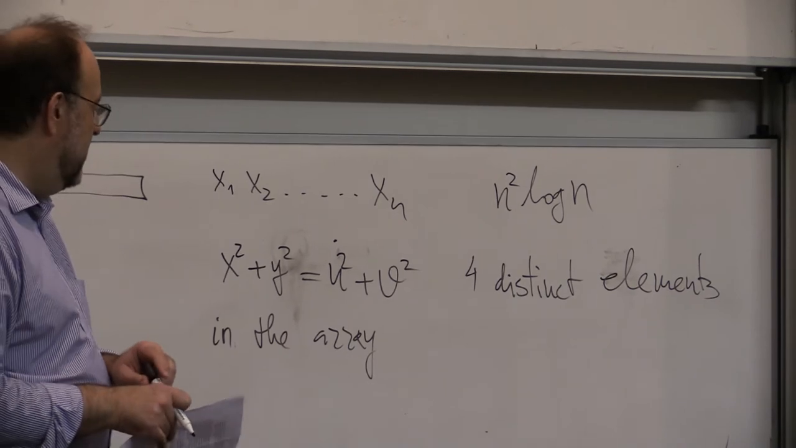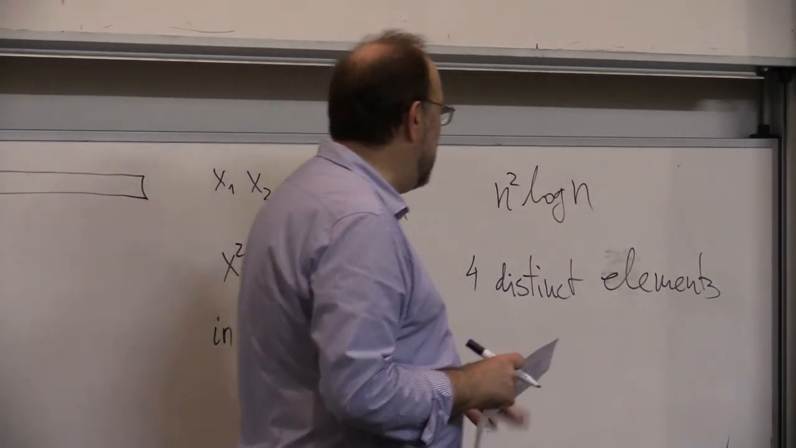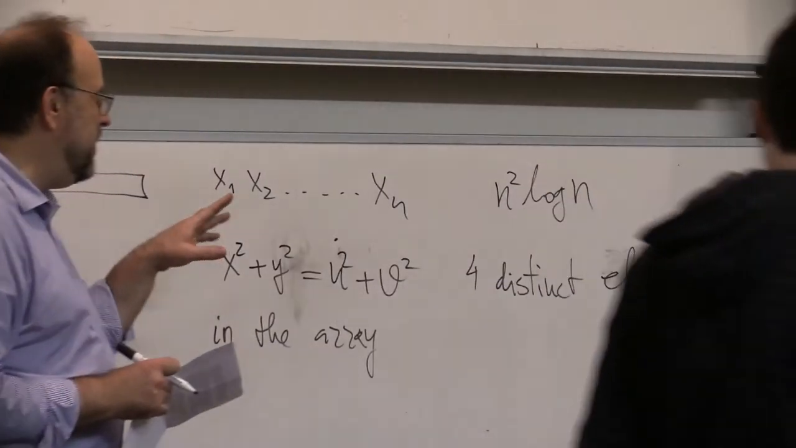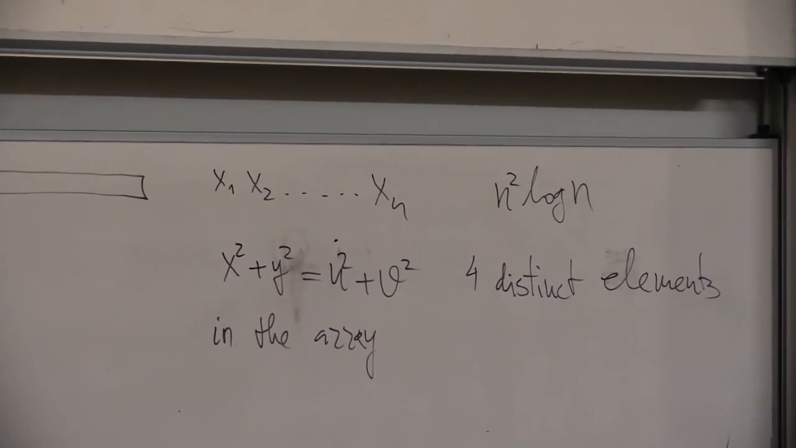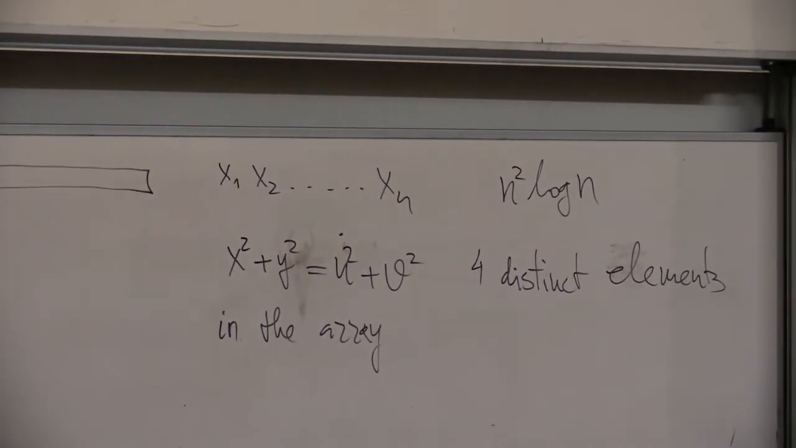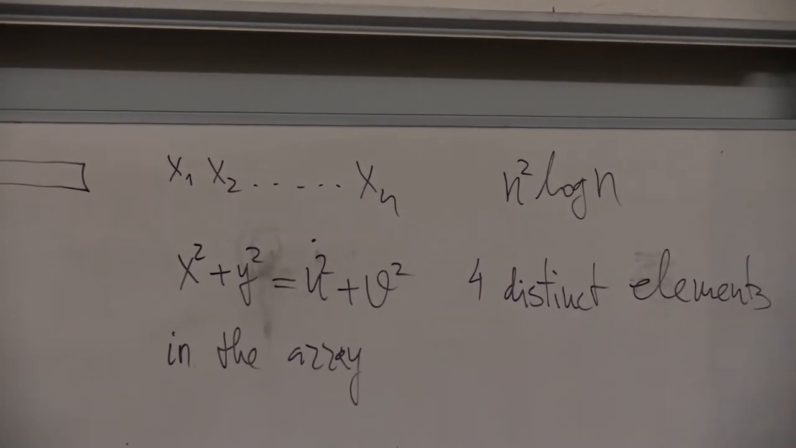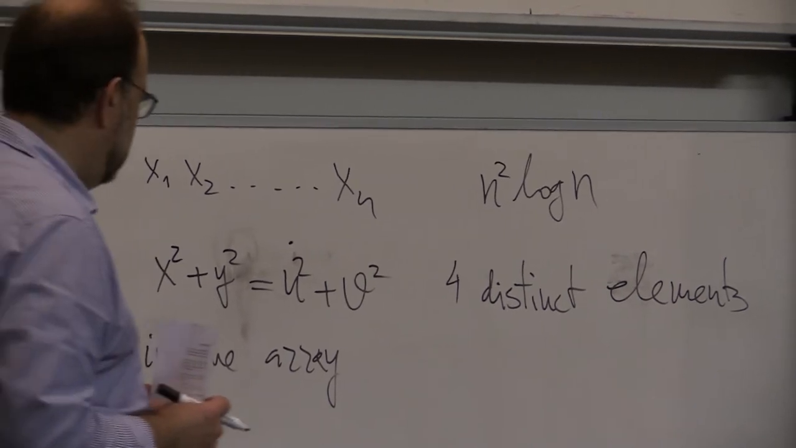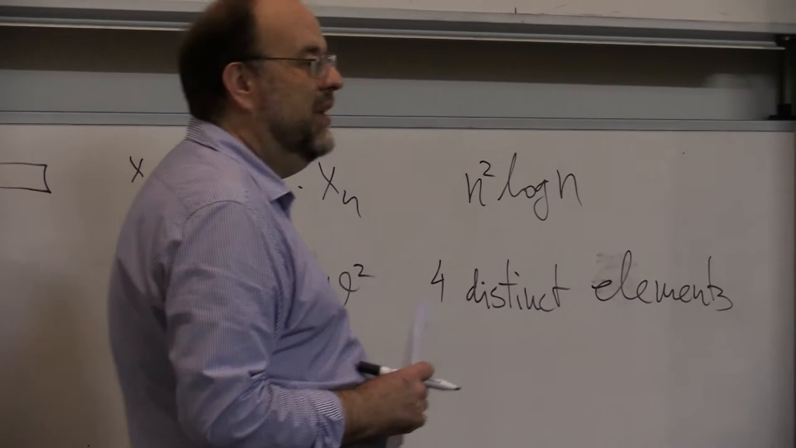N to the fourth. But you have to do it in time n squared log n, so a tiny little bit worse than half of the degree. How would you solve this problem? That is also from one of the past midterms. What can you do in n squared log n time?